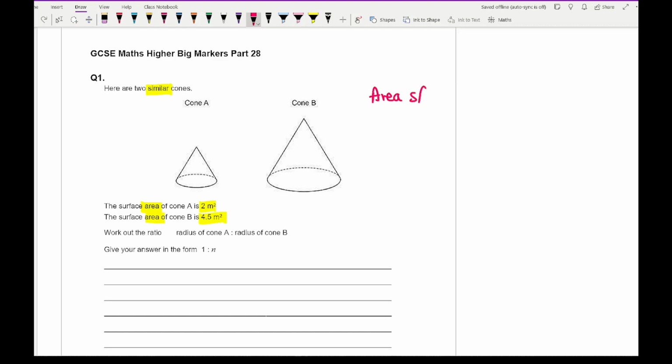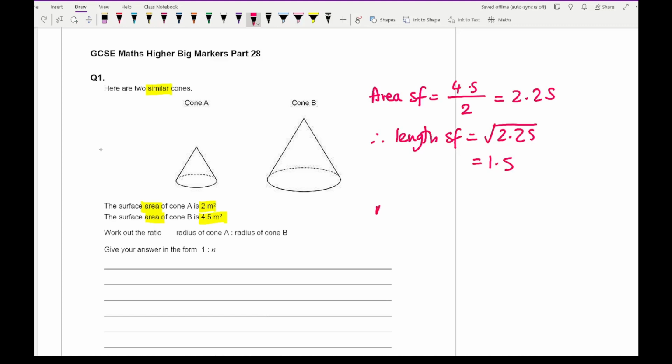So the area scale factor is going to be the area of the big shape over the area of the small shape, and that is 4.5 over 2, giving us an answer of 2.25. So that means that the length scale factor, which is what we're wanting because the radius is a length, is going to be the square root of 2.25, which is 1.5.